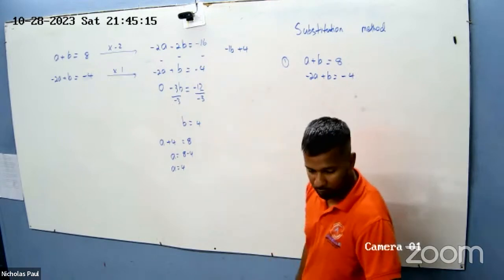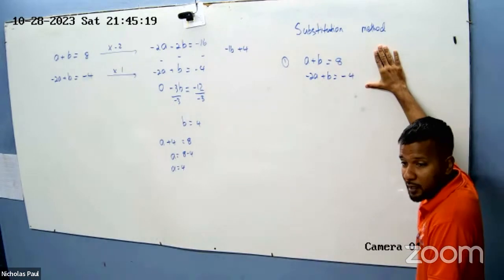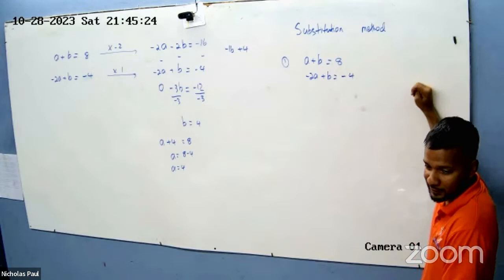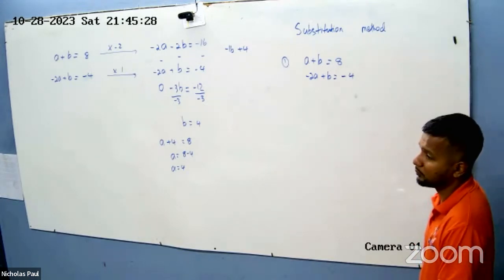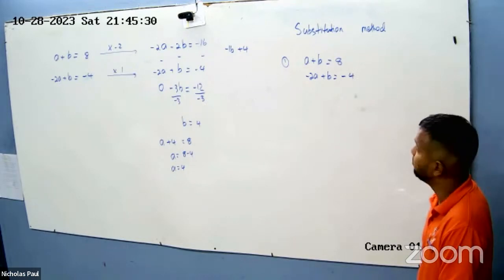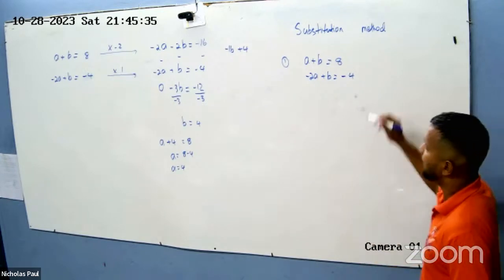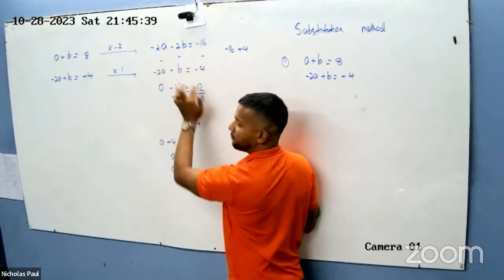Okay, so the method I want to show you today is substitution method. And then we're going to look at solving quadratics and then doing all of this with a quadratic as well. So here's how substitution method works. Substitution method is the same thing. We're trying to eliminate an A or B.